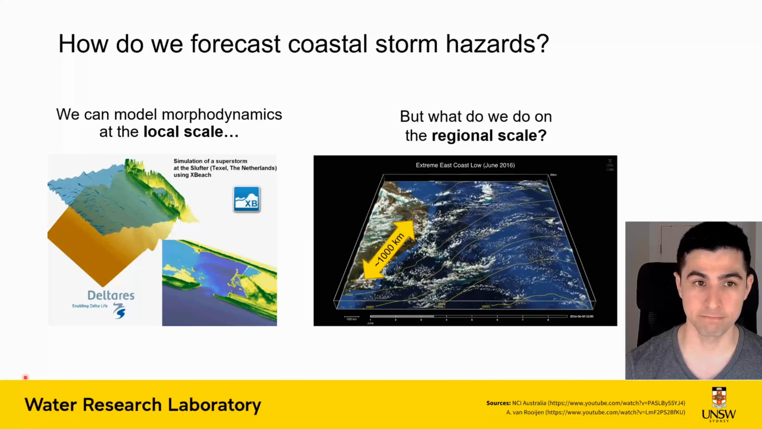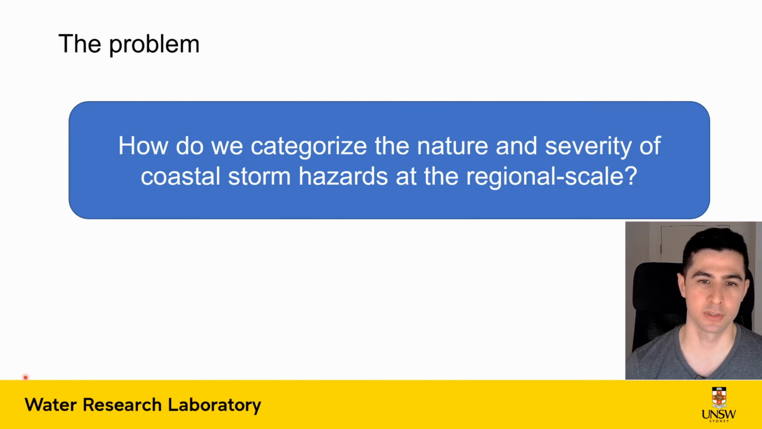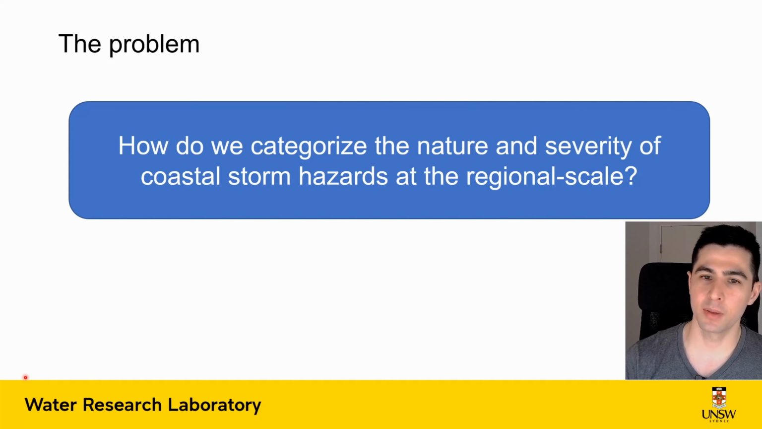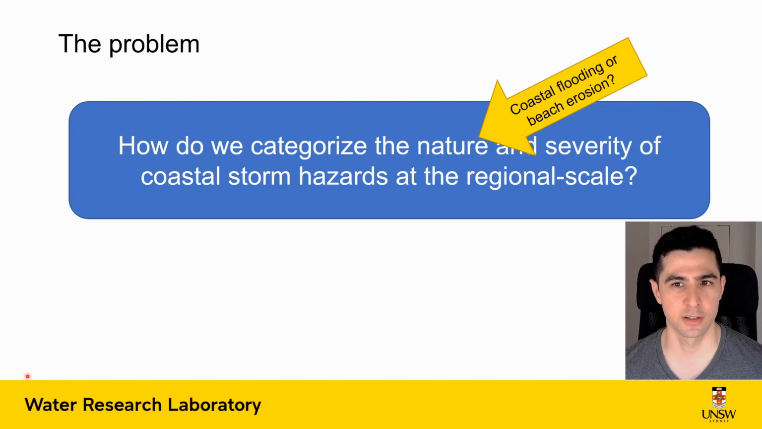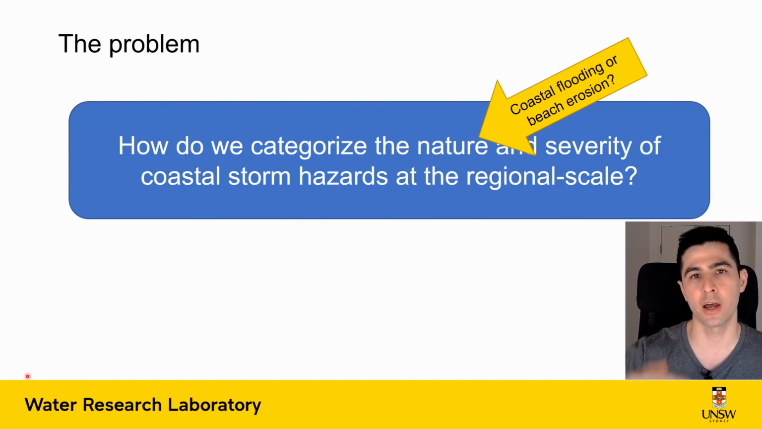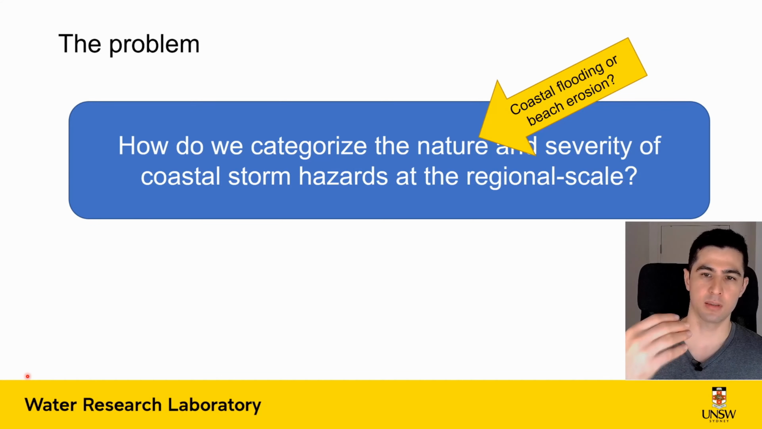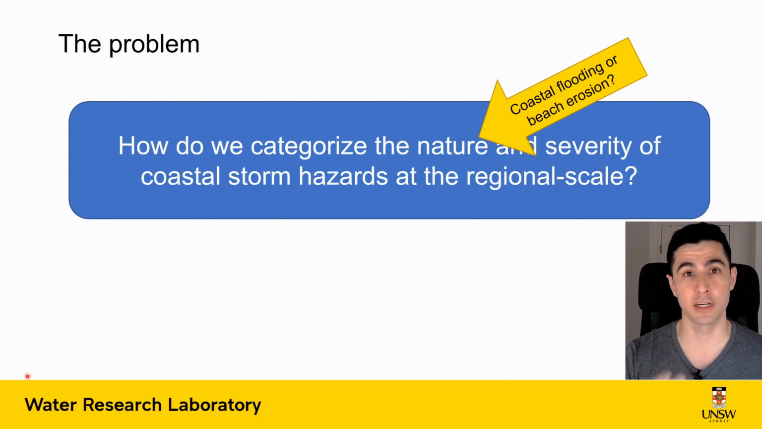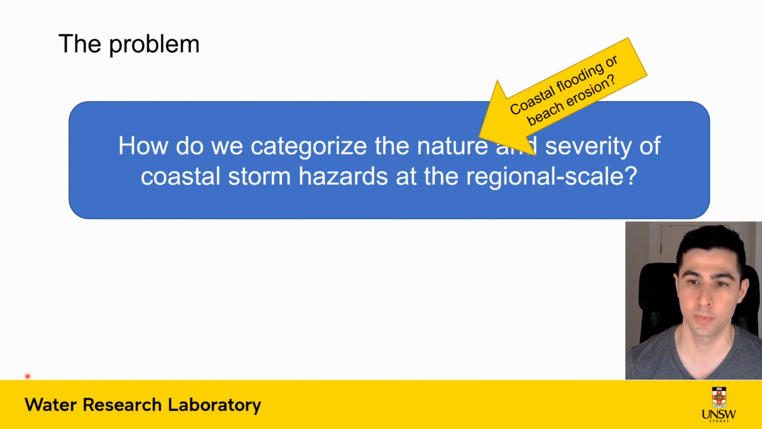So the problem is, how do we categorize the nature and severity of coastal storm hazards at the regional scale? So diving a bit into this, when we talk about the nature, it's understanding what type of hazard it is going to be. Is it going to be coastal flooding, where we have really high elevated total water levels? Or is it going to be beach erosion, where the total water level doesn't get too high, but the continued, perhaps long duration of storm combined with high wave energy is going to produce a lot of erosion, which can affect houses, property, infrastructure located close by.